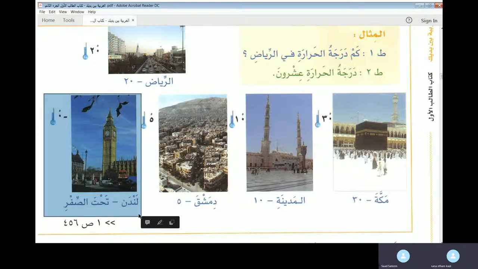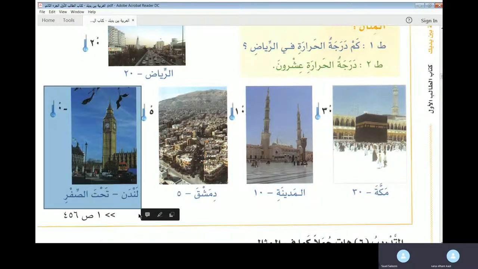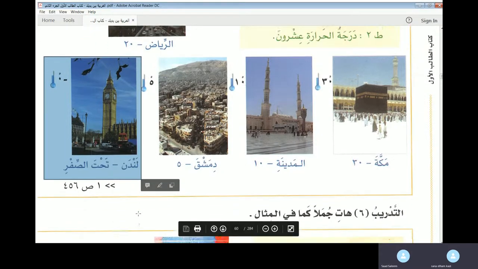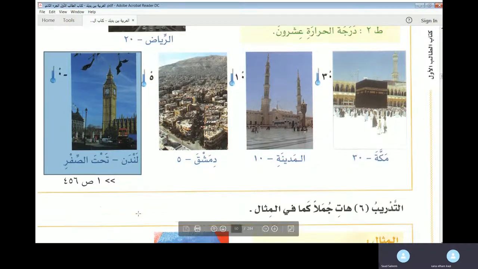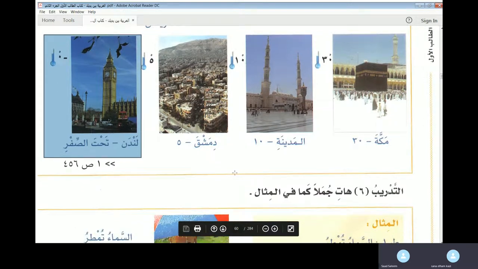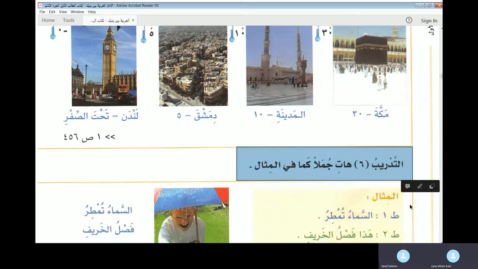كم درجة الحرارة في لندن؟ درجة الحرارة 7. How much is the temperature in London? And the temperature is below zero. Below zero.